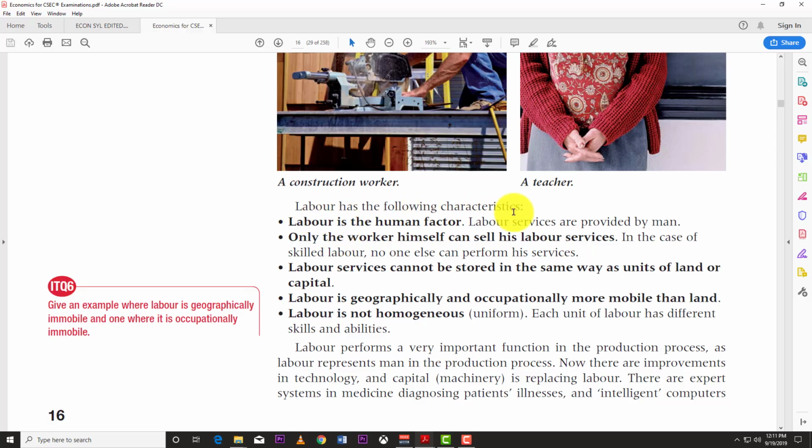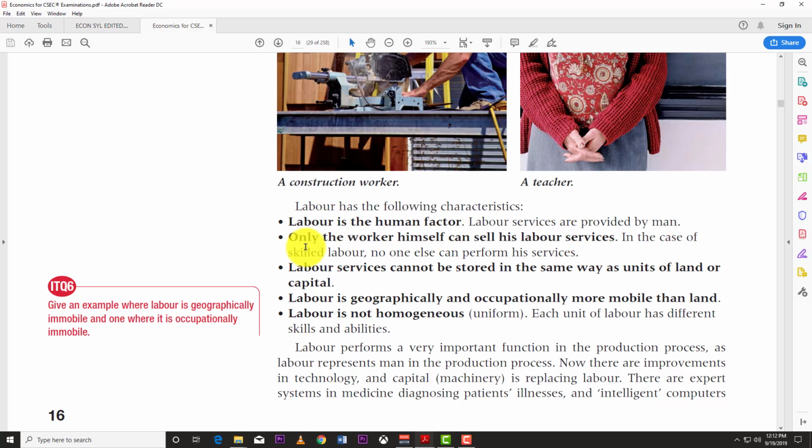Labor has the following characteristics. Labor is the human factor. We stated that already. The definition is that labor is the physical and mental effort of humans in the production process. So labor is the human factor. Labor services are provided by human beings, by man. That's one characteristic of labor right there.